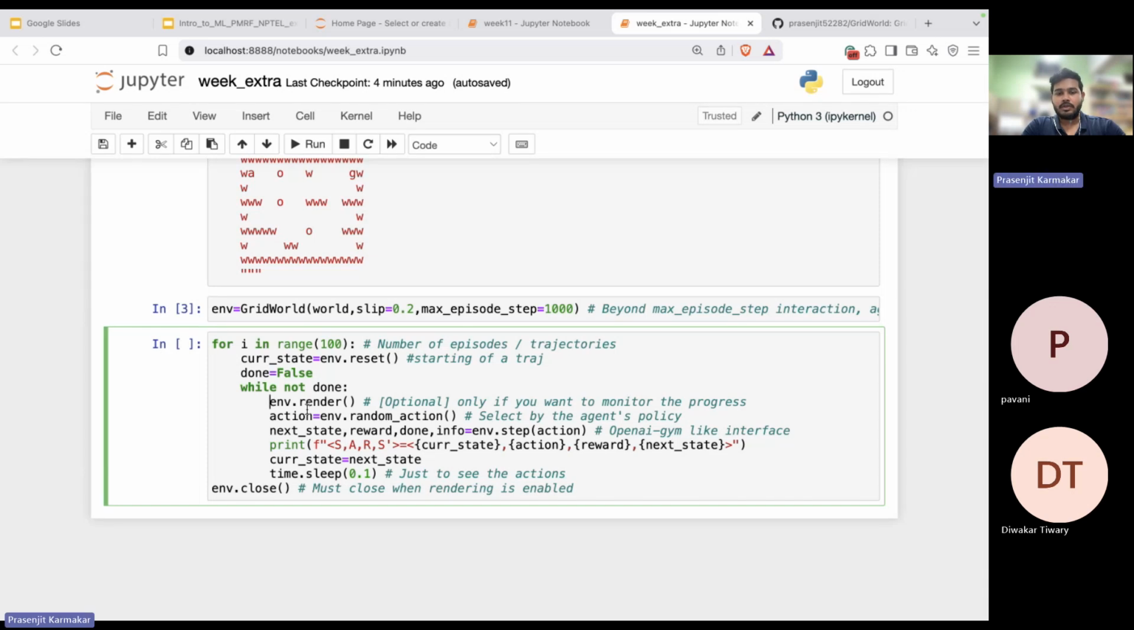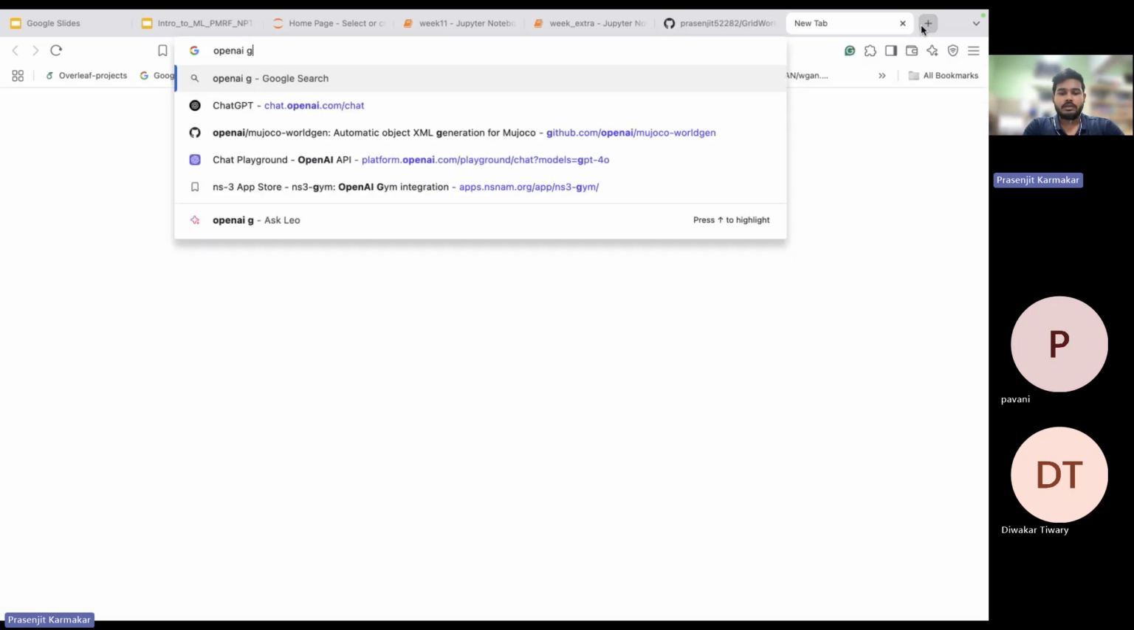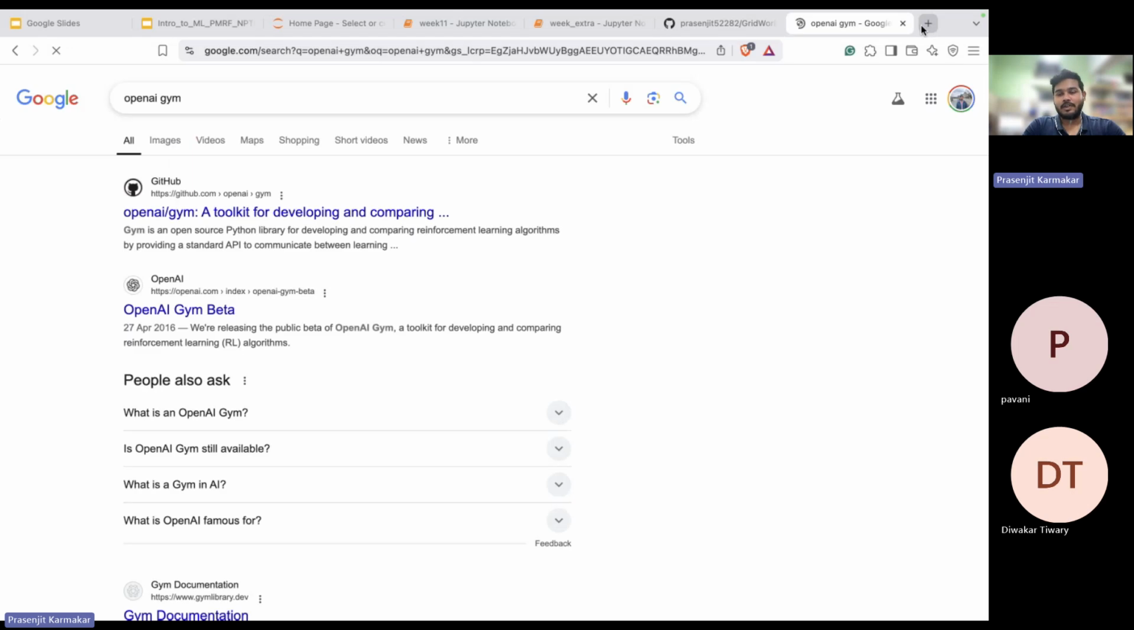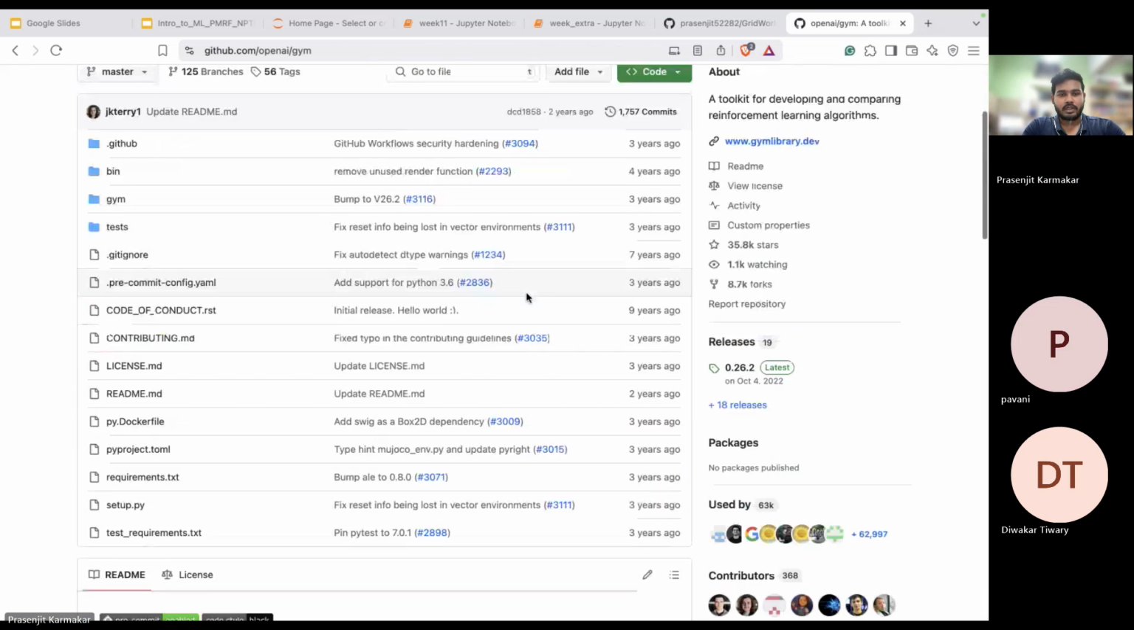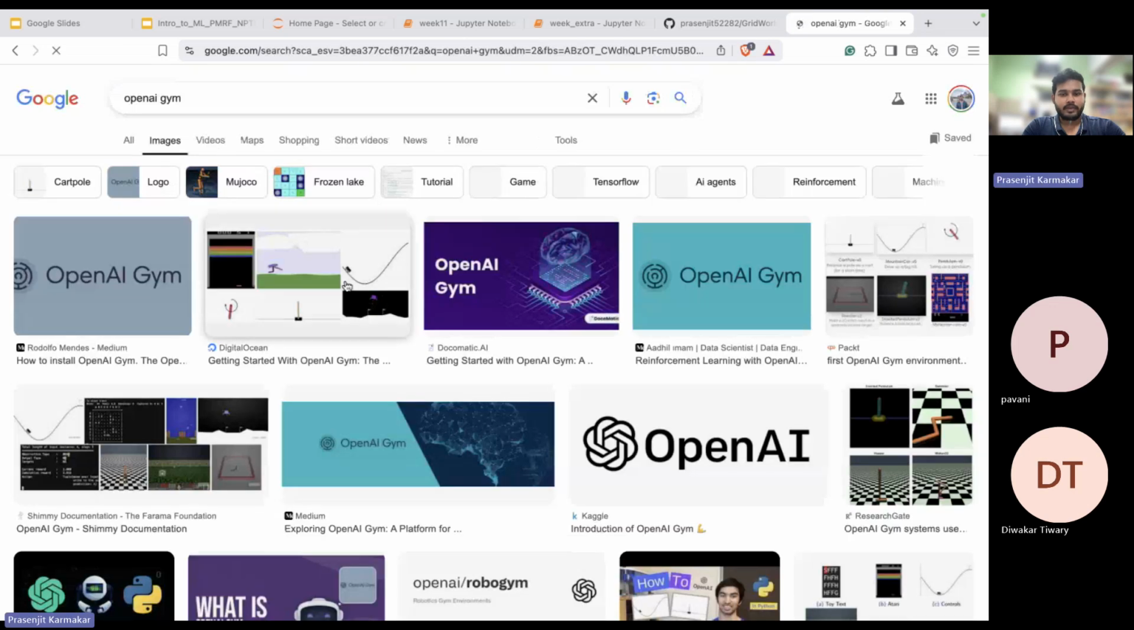So what we do is take a random action. This is one function that is available with the package: environment.random_action. It will pick a random action from the possible action space, like left, right, up, down in this grid. Now you step. This is the standard API that is used with OpenAI Gym. This library, OpenAI Gym, is basically a gym environment for reinforcement learning agents. There are lots of agents, these types of agents.